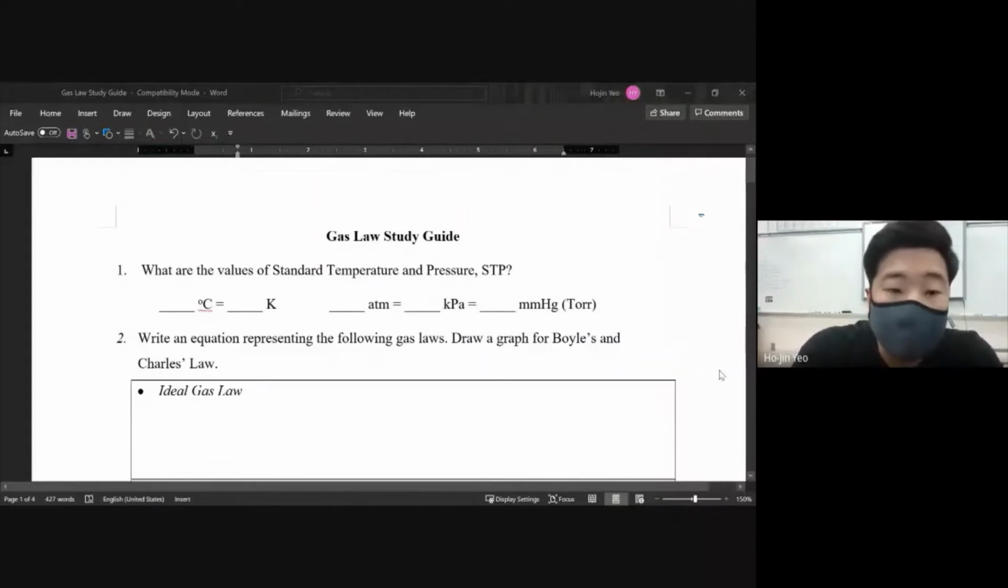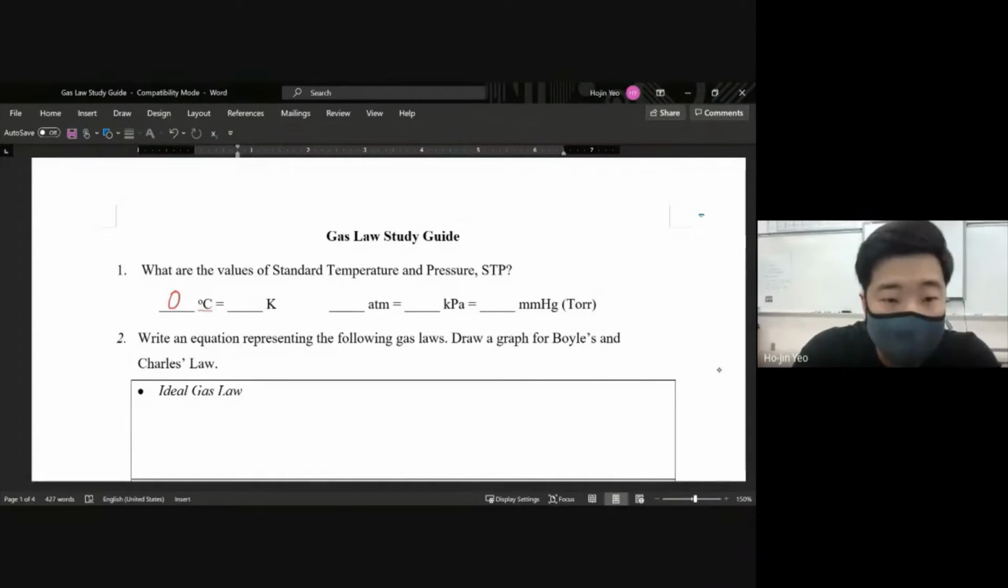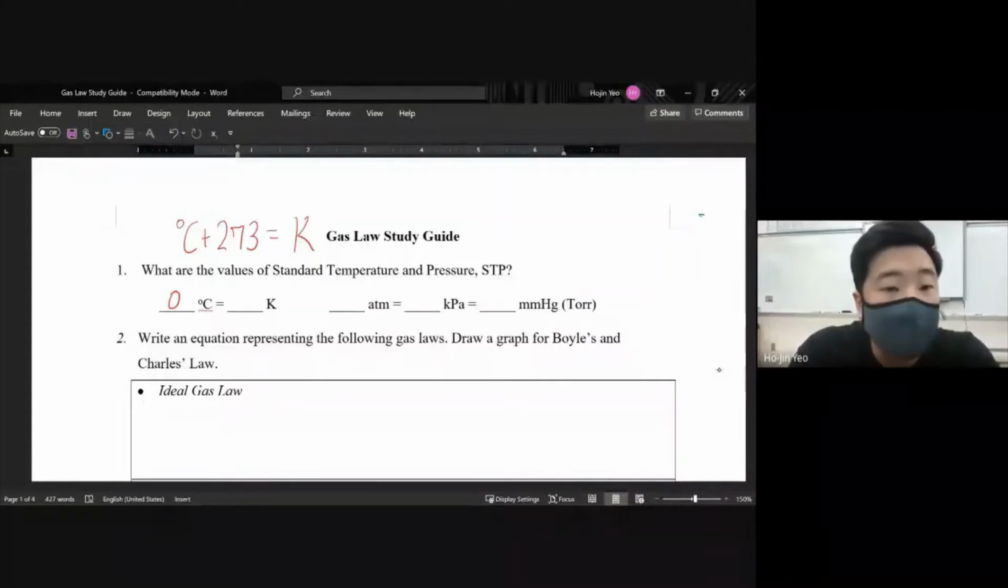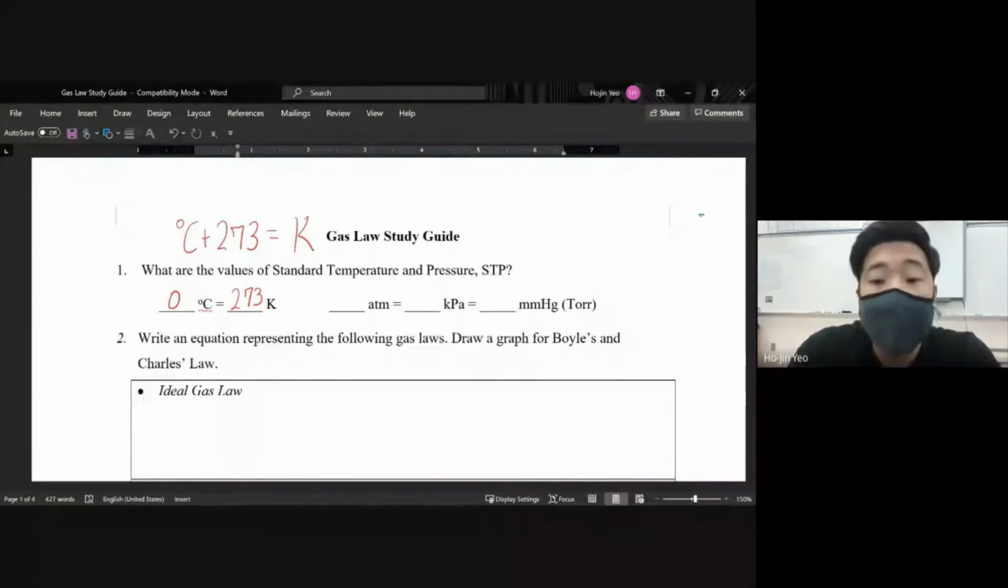So in an STP, a couple things you need to know is that for temperature, we will always have 0 Celsius. Now, if you don't remember how to get from Celsius to Kelvin, this is the formula: Celsius plus 273 will give you Kelvin. So just by doing 0 plus 273 will give you 273 Kelvin. Okay, so that is for temperature.